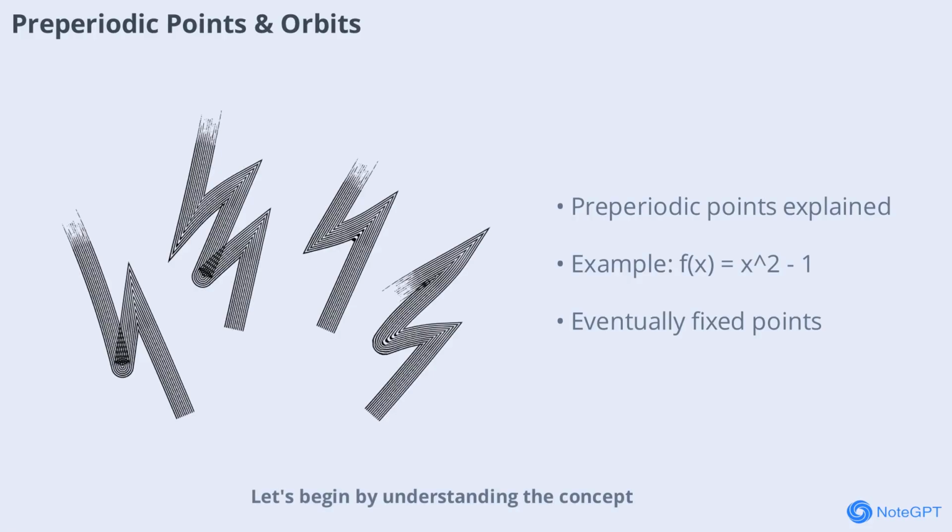Let's begin by understanding the concept of properiodic points in dynamical systems. A point is called properiodic if after a certain number of iterations under a function, its orbit becomes periodic. For example, if we look at the function f(x) = x² − 1, the point x₀ = 1 has an orbit that cycles through 1, 0, −1, 0, −1, and so on, making it properiodic.